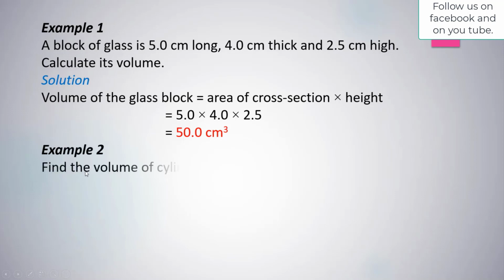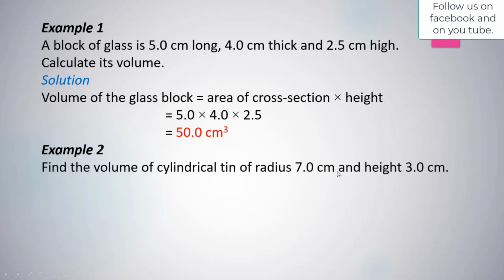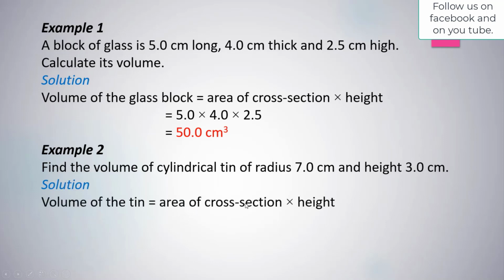Example 2: find the volume of a cylindrical tin, radius 7 centimeters, and the height 3.0 centimeters. Again, in our solution, the area of the cross section, which is pi r squared, times the height. So we shall have pi as 22/7 times radius squared, which is 7 times 7, times 3, and we get our answer as 462.0 centimeters cubed.